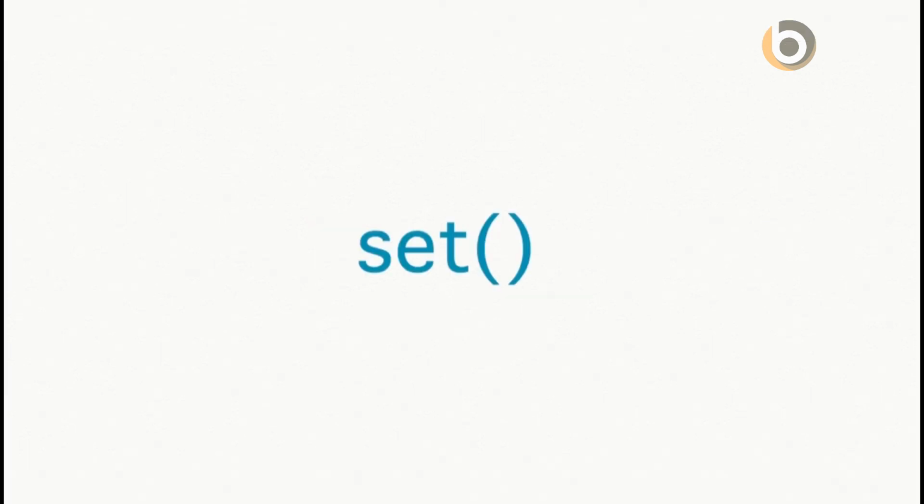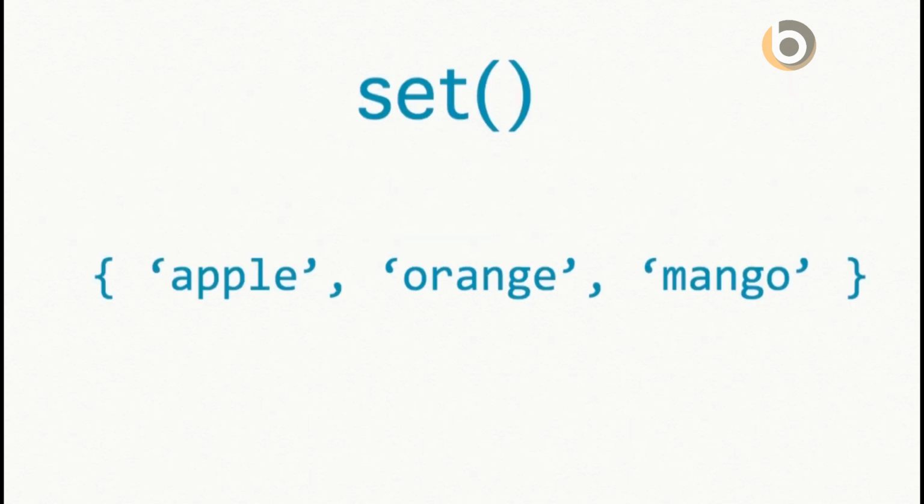In this session, we will learn about set. Set is a collection of elements without any duplicate values. And sets are unordered. That is, there is no sequence. As it was in lists, we had index, but in sets, we have no sequence. So they are unordered. Here we have a set that contains 3 elements, that is apple, orange, and mango.